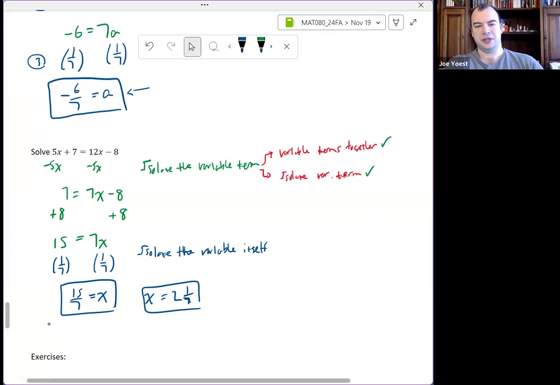And again, we would ideally plug back into the original equation and check our answer. We won't worry about that for time considerations.